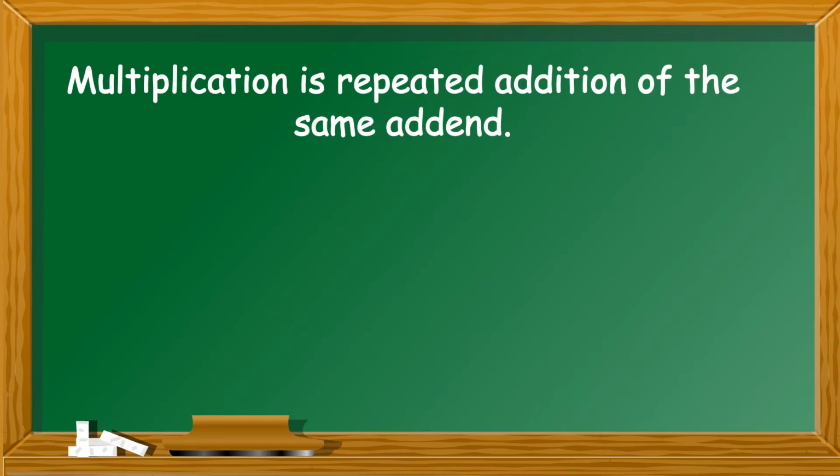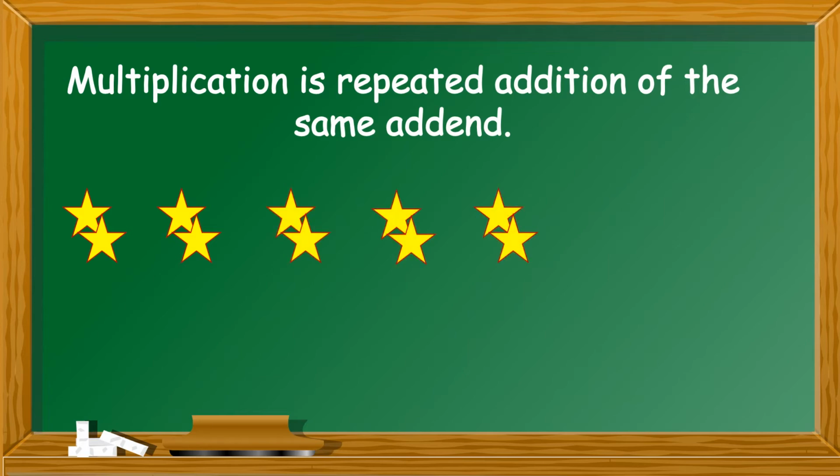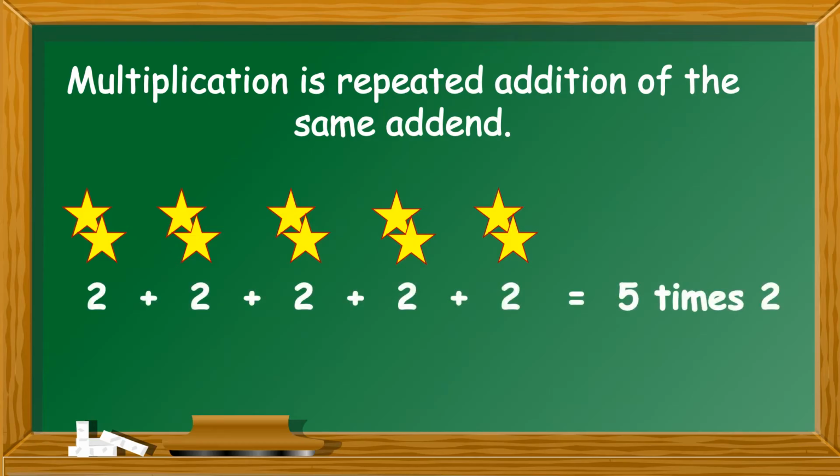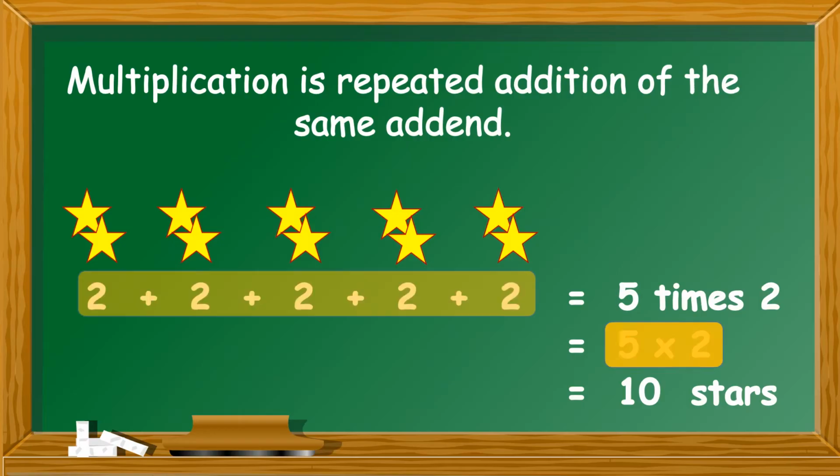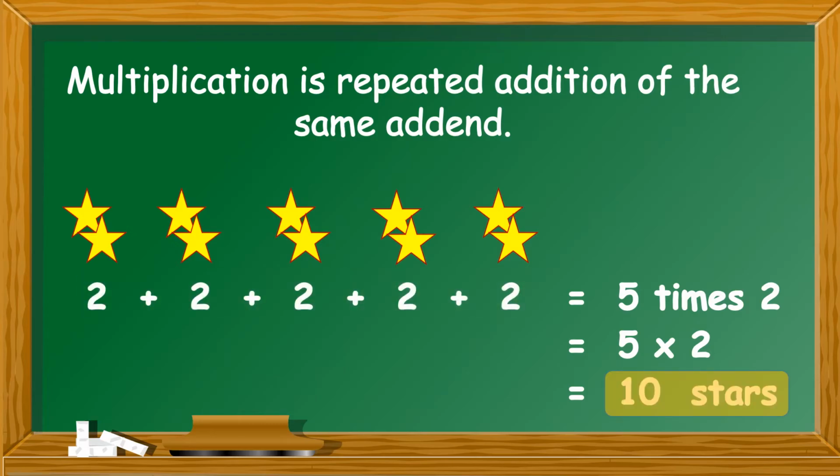understand the concept better. First example, you can see 5 groups of stars, and in each group there are 2 stars. In order to find the total number of stars, instead of adding 2 5 times, we will write 5 times 2, which is equal to 5 into 2, which is equal to 10 stars. So we used multiplication instead of repeated addition to find the total number of stars.